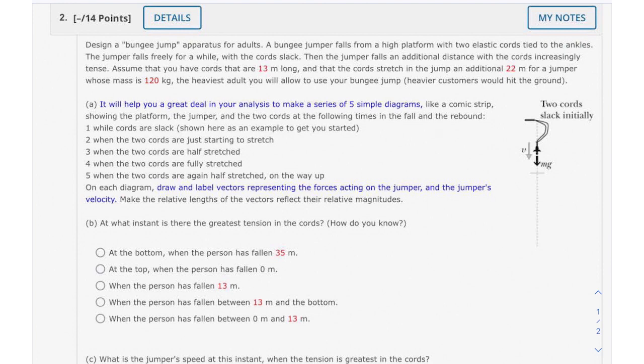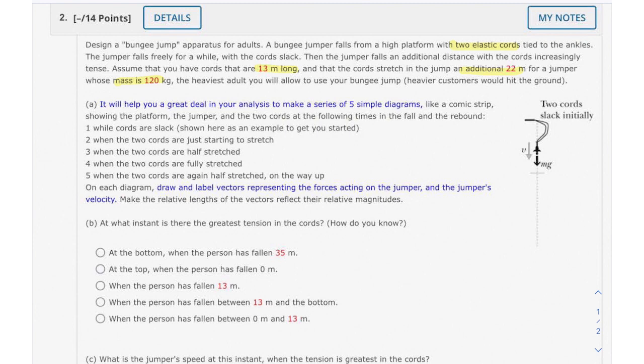It says, design a bungee jump apparatus for adults. A bungee jumper falls from a high platform with two elastic cords tied to the ankles. The jumper falls freely for a while while the cords are slack. Then the jumper falls an additional distance with the cords increasingly tense. Assume that you have cords that are 13 meters long and that the cords stretch in the jump to an additional 22 meters for a jumper whose mass is 120 kilograms, which is the heaviest adult you allow to use your bungee jump. Heavier customers would hit the ground, which would not be good.